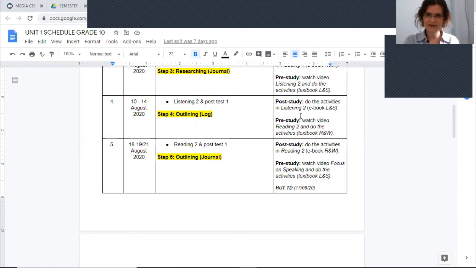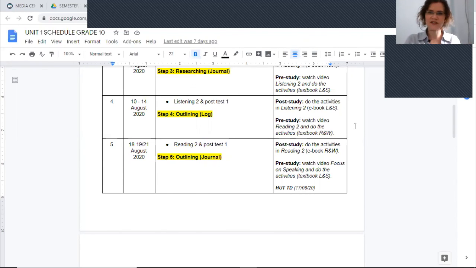There are only 2 activities. There's not always 3, sometimes only 1, sometimes 2, sometimes 3. And for your pre-study, you will be focusing on watching the video of reading 2 and then doing the activities in the textbook for reading and writing. So this is what needs to be done this week.